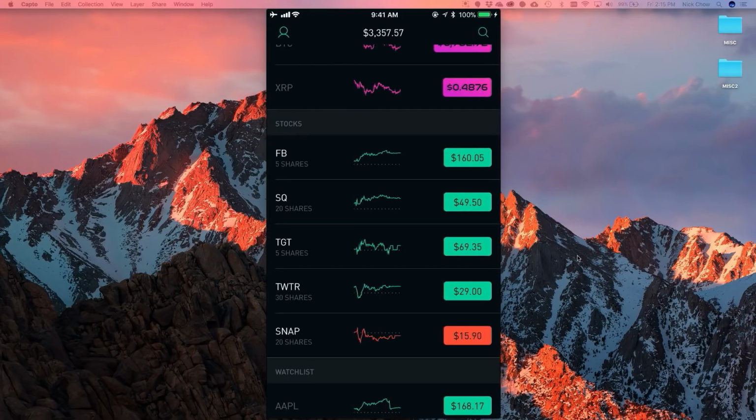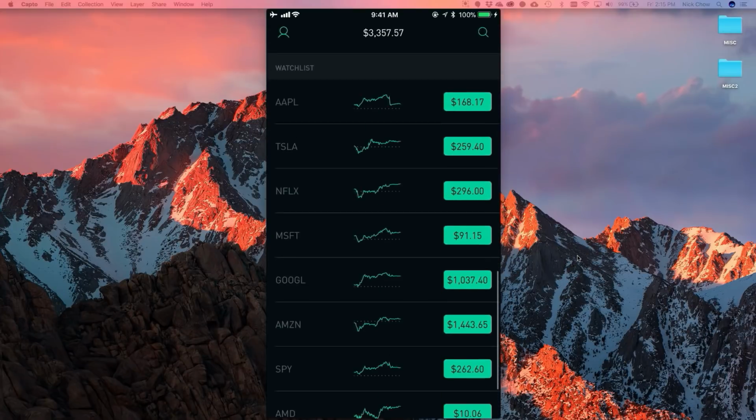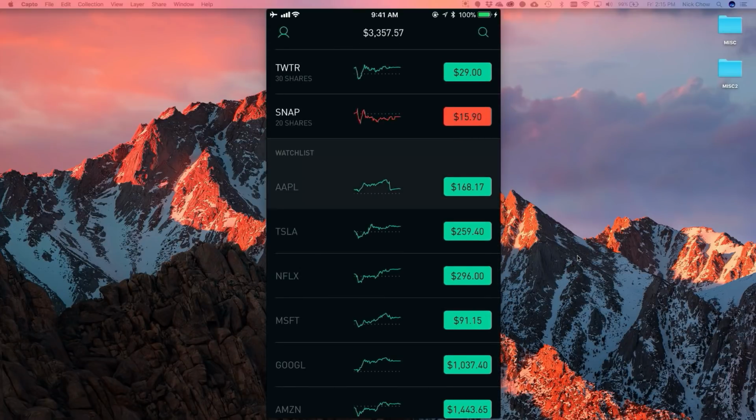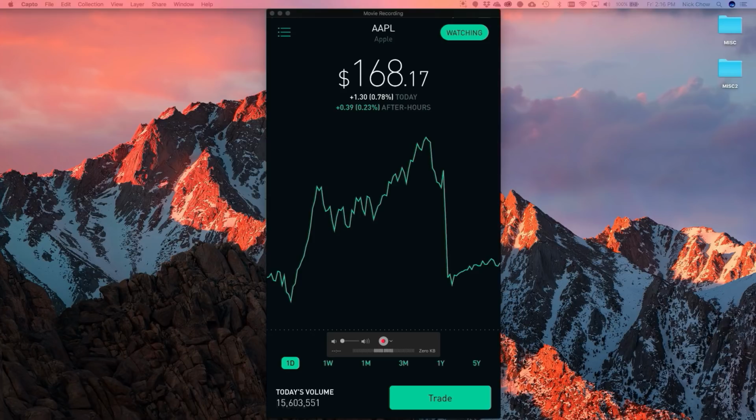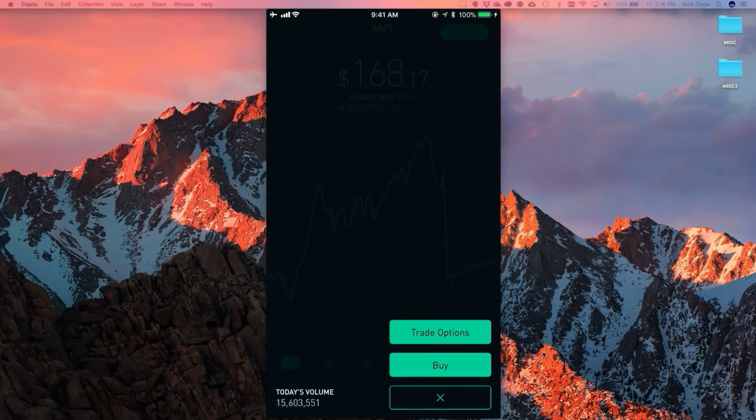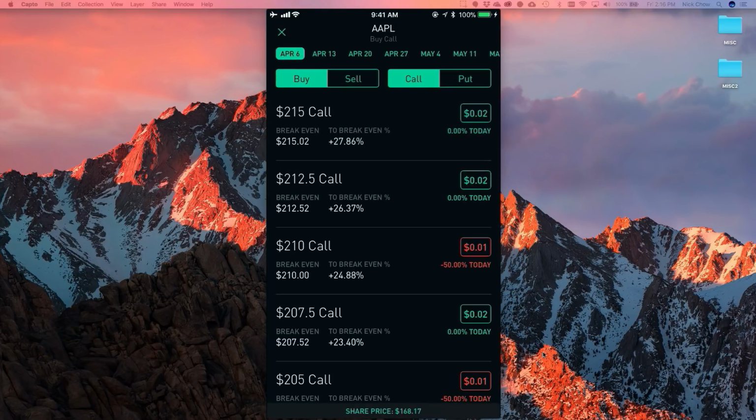These are the stocks that I own. Here's some of the stuff that I watch on the watch list, but let's go to Apple. You'll now see that you have this trade button down here in the bottom right. When you click it, you can either buy the stock, which is the buy, or trade options on it. When you trade options, you get this screen that has what is known as their option chain.